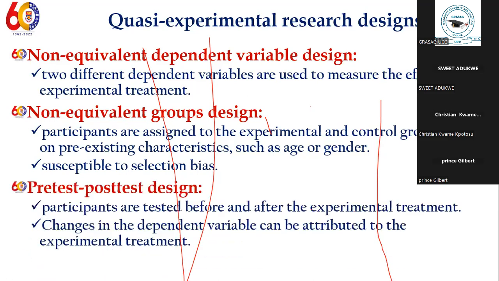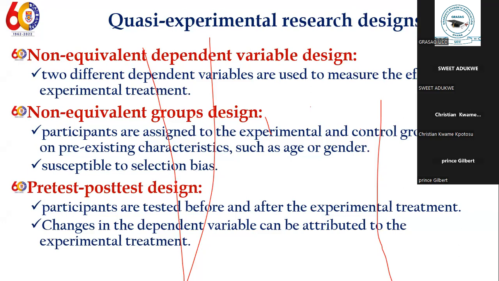The next one to look for is the pre-test, post-test design. And in this whole case, I always say that the main issue to look out for in the quasi-experimental are the non-equivalent dependent variables and the non-equivalent groups. So the variable and the groups, because in each case, you can decide to do a pre-test, post-test design. You can decide to do a post-test only design. You can decide to do a Solomon four-group design.